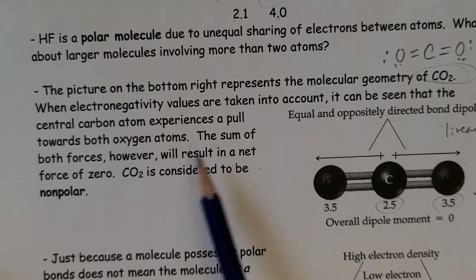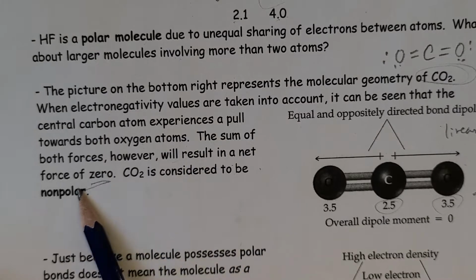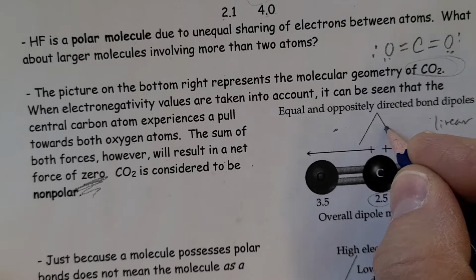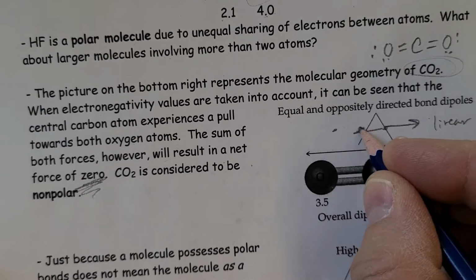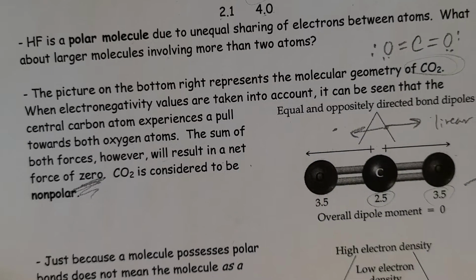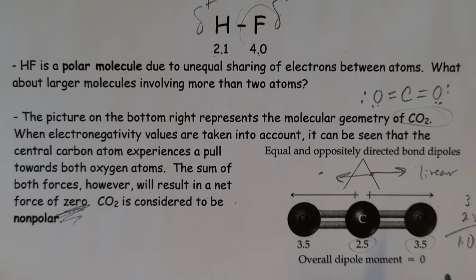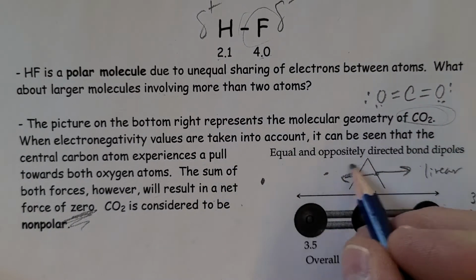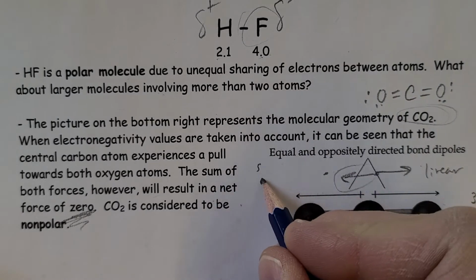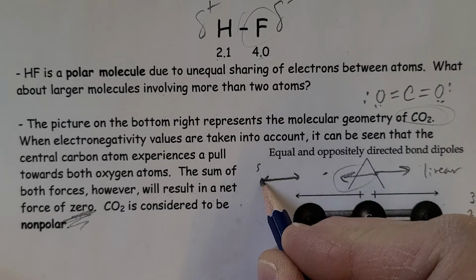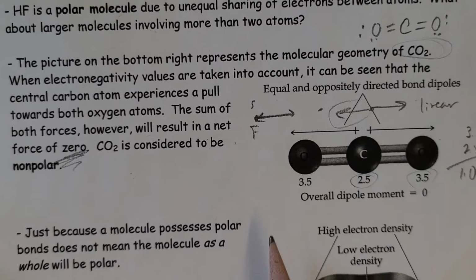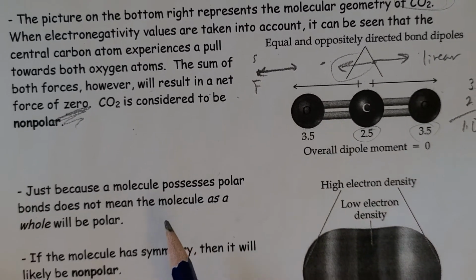But what happens here is the sum of both forces will be 0. If I'm experiencing a pull in this direction and an equal and opposite pull in this direction, they are going to balance each other out. In physics, we would call this vector addition. If we have these two vectors, we start here, a pull to the right, a pull to the left, we end up at our starting point, so the net force is 0. So CO2 is considered to be nonpolar.